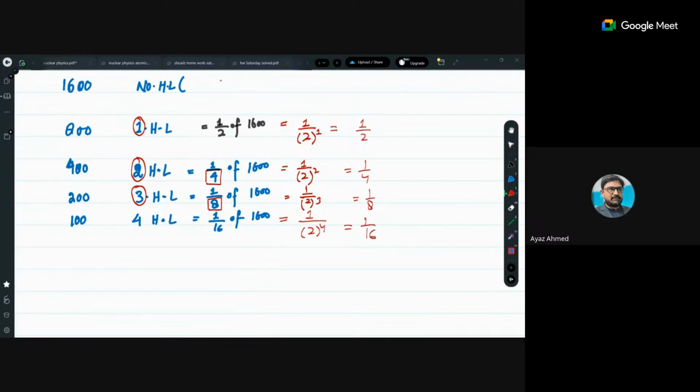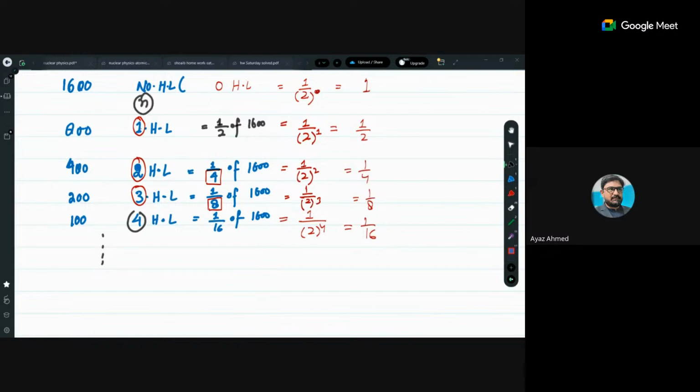And here, because there was zero half life, how many half lives do you have? Zero half life. So can I say 1 upon 2 power 0, which equals 1, because anything power 0 is equal to 1. Do you know this thing? Do you agree? Yes, sir. Okay, this is the number of half lives.